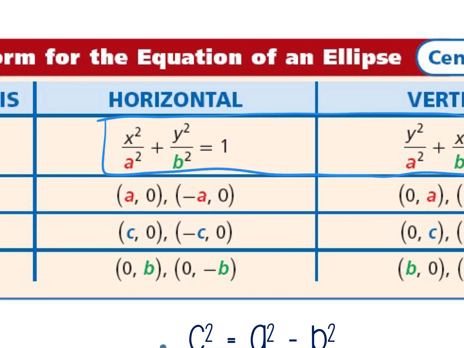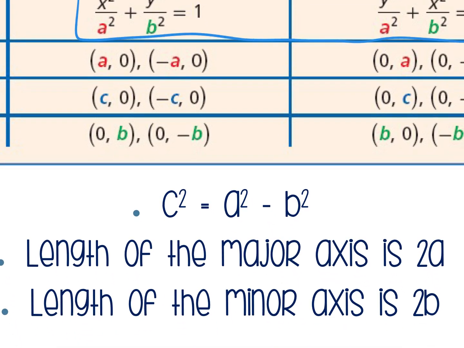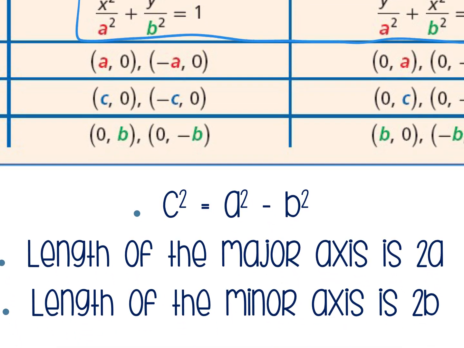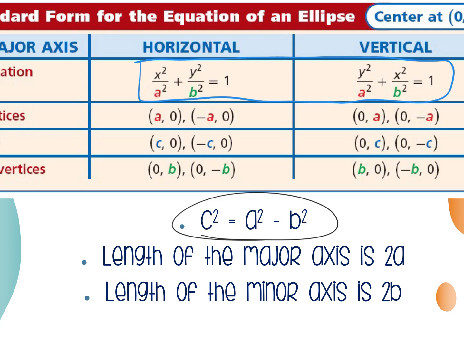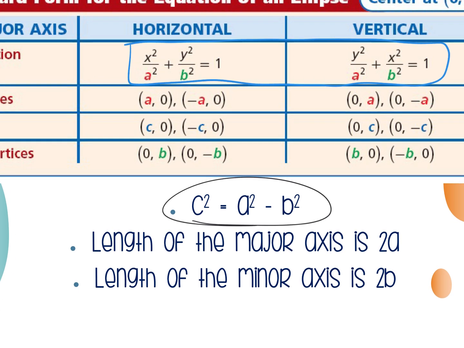And it's always going to be A squared. So you need a square root to find the A, right? B squared is underneath whichever one is smaller, or B squared is the smaller number. And then again, square root it to get your B value. And then that's where C comes in, right? That's not anywhere in our formula, but you find it with this little formula right here, which you're also given on your test. We get C squared equals A squared minus B squared. And that's how you get the C value of your foci, all right?